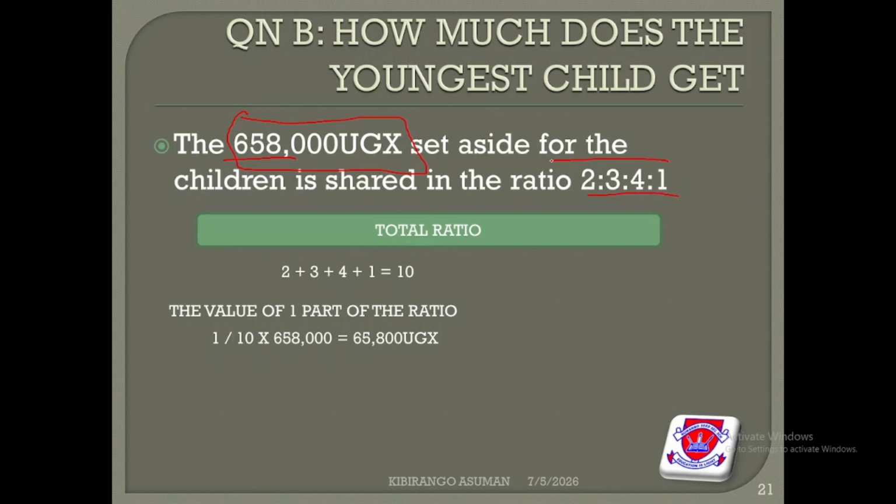So who do you think is the youngest one? Absolutely, it is 1. We first find the total ratio, which is 2 plus 3 plus 4 plus 1, which is 10. To find the value of one part of the ratio, which is the youngest child, we take 1 out of the total ratio of 10 and multiply it by the amount shared among the children, and we get 65,800 Ugandan shillings.